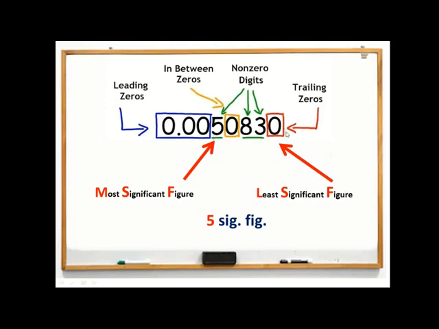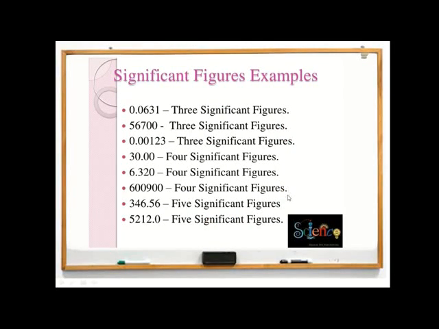And the numbers between the most significant figure and the least significant figure, in total how many numbers are there? 50830. Like that, the numbers between the most significant figure and the least significant figure, counted together, total 5. Therefore, the significant figures are 5. Like that also we can count. A few more examples are given in the slide, just to see how significant figures are written.